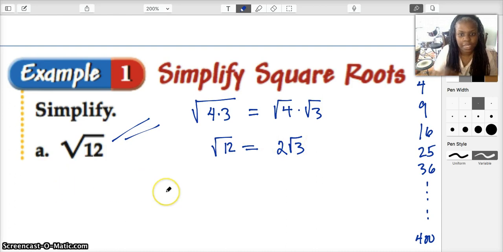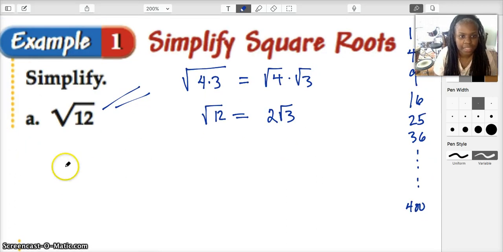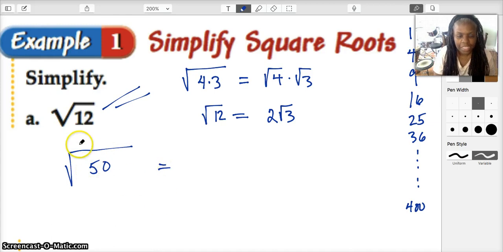Let's do another one. I'm going to do a bunch of these just because I think that they're necessary. So let's do 50. The number 50, I'm thinking about numbers that divide evenly into 50 that are perfect squares. And so I've got this mental Rolodex rolling around in my head. And I usually try to pick the largest one.